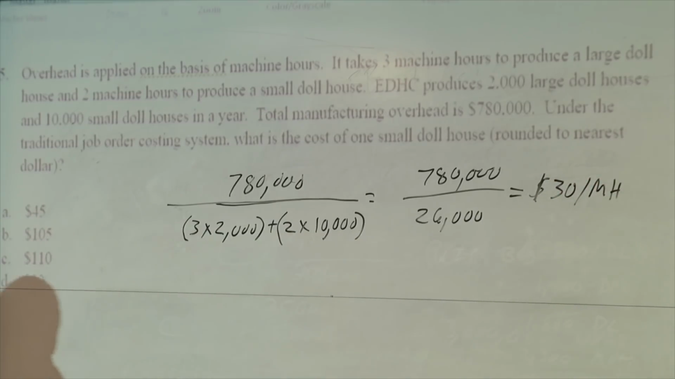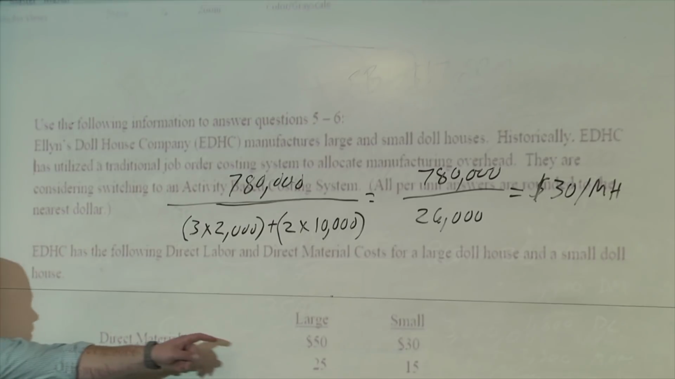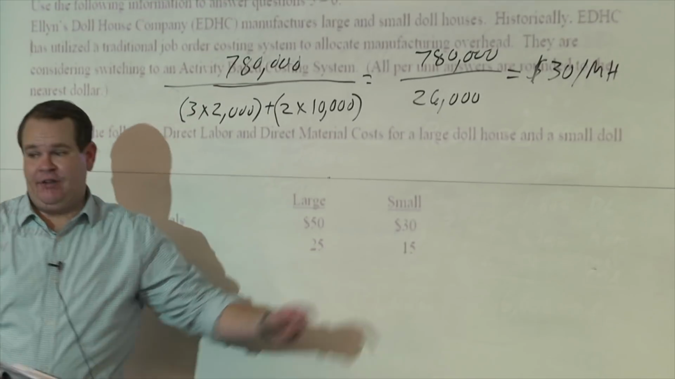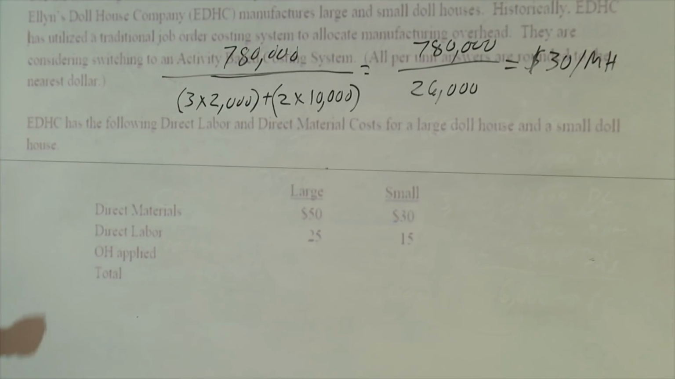Okay, so that's going to be our predetermined overhead rate. We're going to apply it based on the machine hours, $30 per machine hour in overhead. Now, the question's asking us, what is the cost of one small dollhouse? So if you just pop back one slide, they tell us for the small dollhouse, $30 in direct material and $15 in direct labor. We can go back now.